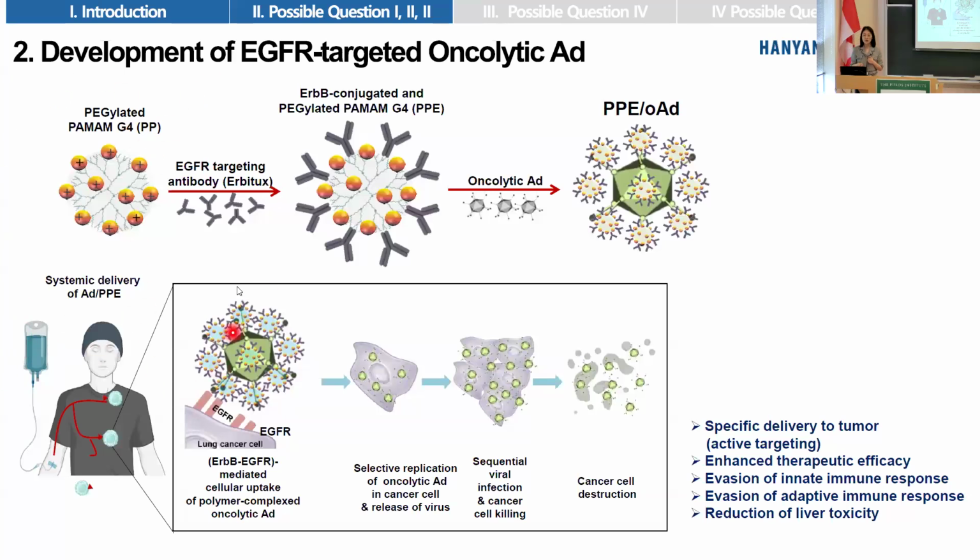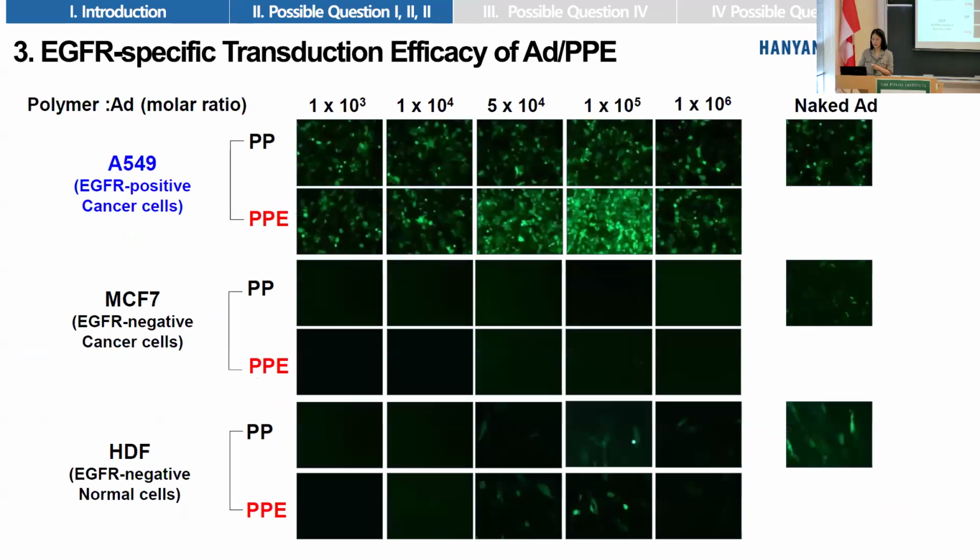So after blood circulation time, the complex can encounter the EGFR high expressing cells, and through the specific interaction of EGFR and Erbitux, it can internalize into the cancer cells. And after internalization, the virus can be released from this complex, and then the virus can act as a conventional oncolytic virus, which eventually brings us to the systemic anti-tumor efficacy. So that is the concept.